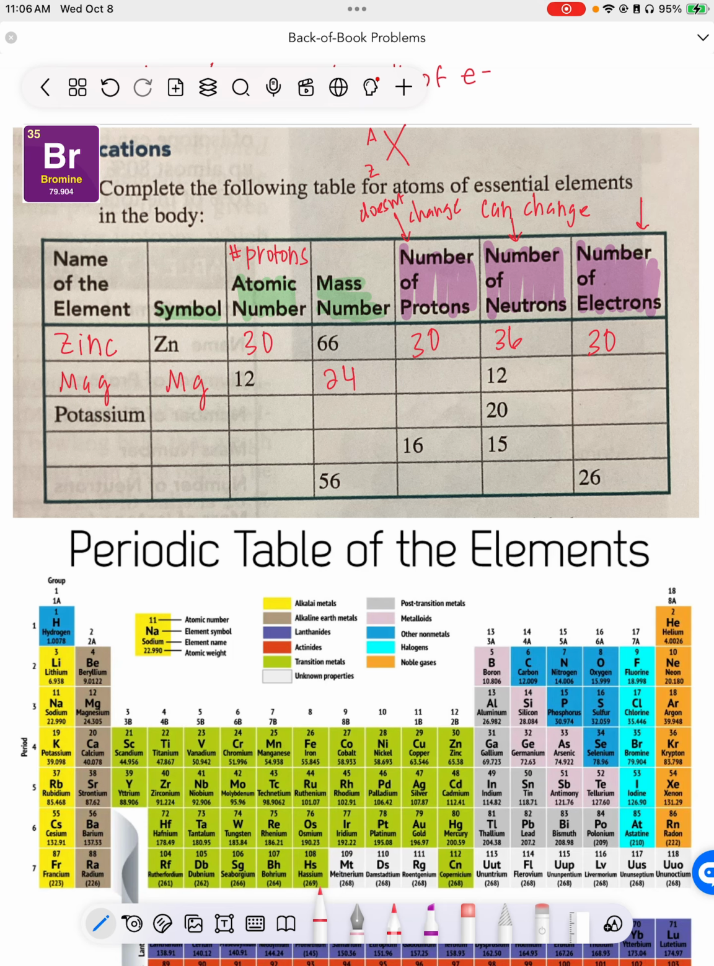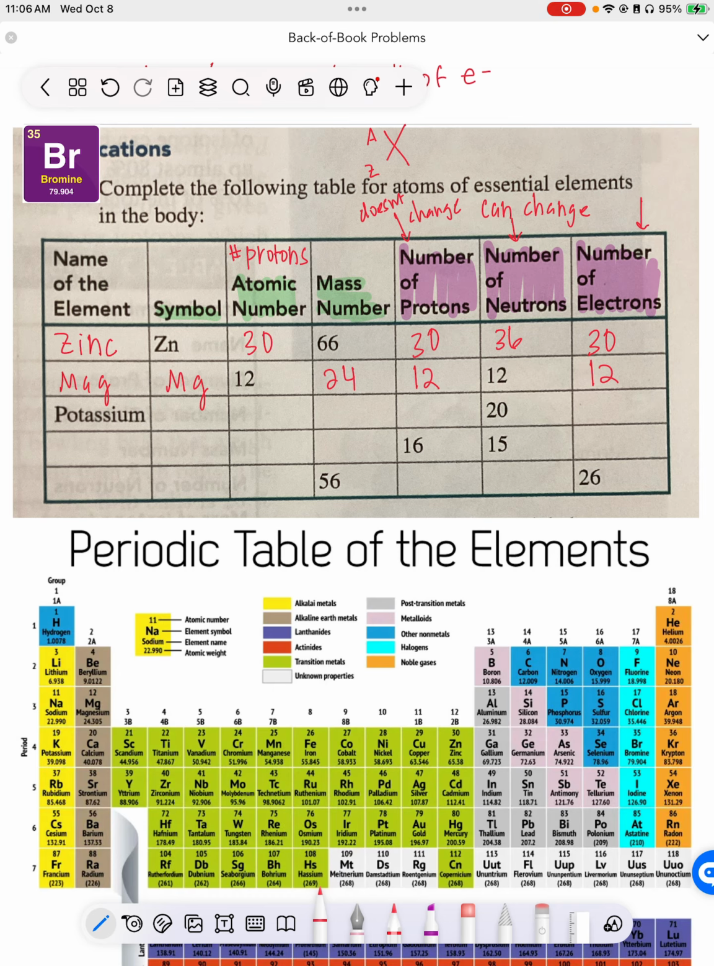And then our number of protons, well, we now know it's magnesium, but even before that, we knew its atomic number, and its atomic number is its number of protons. So we know it has 12 protons. And we know that number of protons equals number of electrons, so it has 12 electrons.